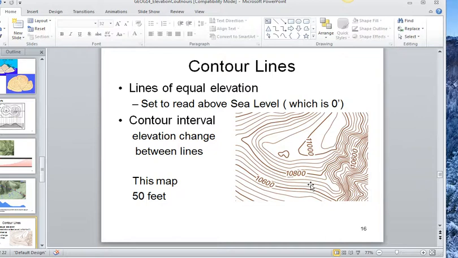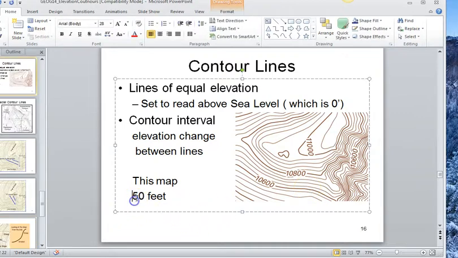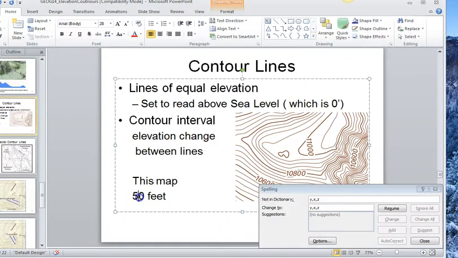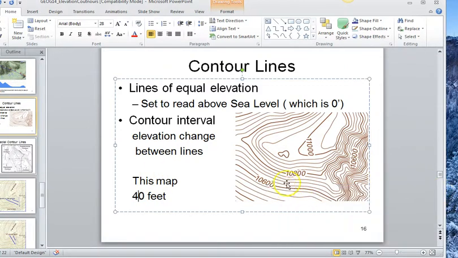10,650, 10,700, 10,007. Oh, I might be wrong on that one. Let me count those again. 200 feet. 1, 2, 3, 4, 5. 5 goes into 200. Oh my gosh, hold on, I have to stop. Whoops. It's a 40 foot contour interval. You don't count the lines, you count the spaces. So there are 5 spaces between these two. There's 200 feet, so 200 divided by 5 is 40. Yeah, I love these demos.